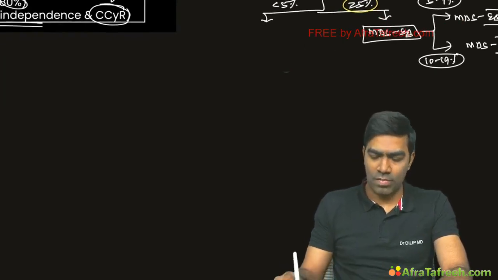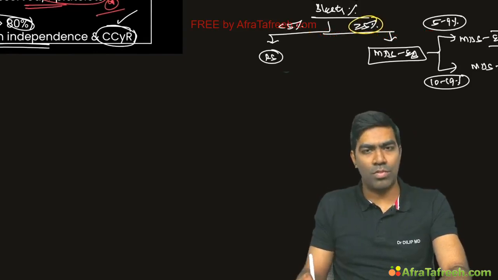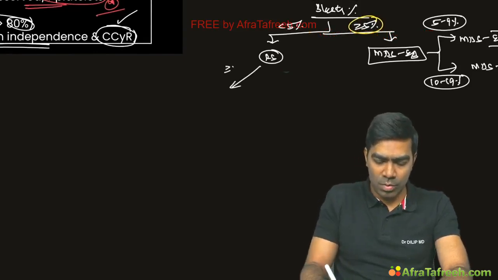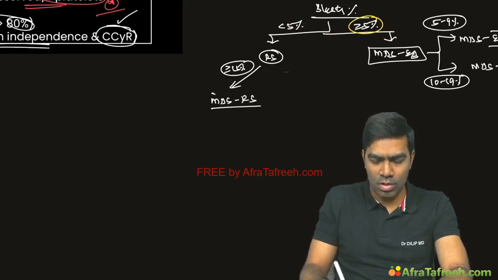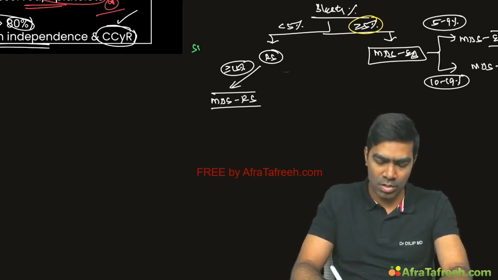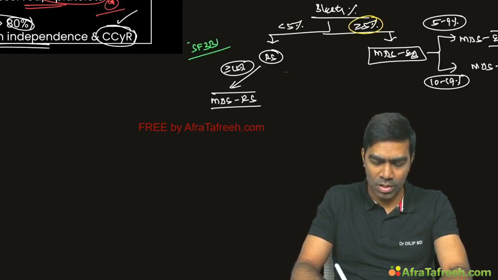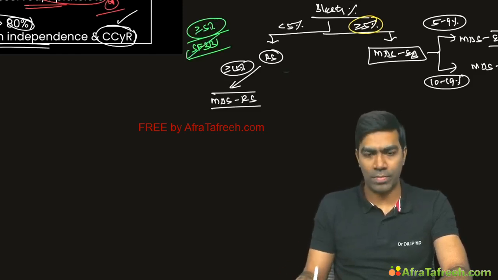If it's less than 5%, you have to notice the proportion of ringed sideroblasts. If it's more than or equal to 15%, it will be called MDS with ringed sideroblasts, previously called RARS or refractory anemia with ringed sideroblasts. But remember, the only exception to the rule is SF3B1 mutations, where the cutoff is 5% of ringed sideroblasts, not 15%. That's the only exception to the rule.